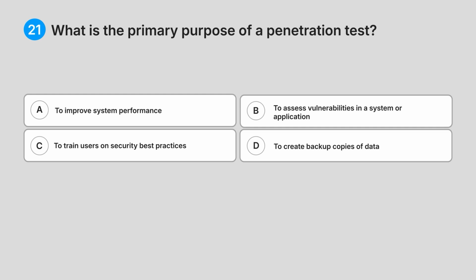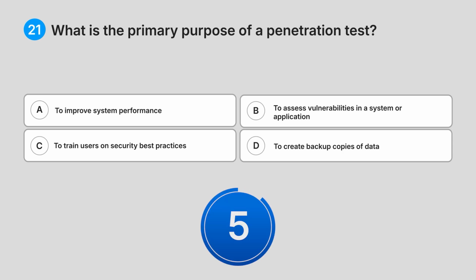21. What is the primary purpose of a penetration test? A. To improve system performance. B. To assess vulnerabilities in a system or application. C. To train users on security best practices. D. To create backup copies of data. Can you guess the answer?